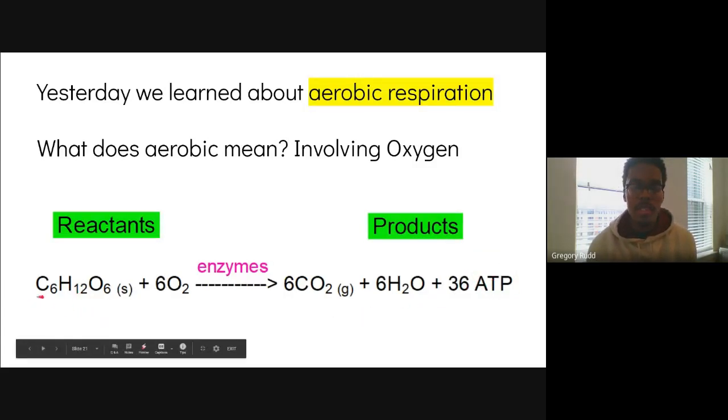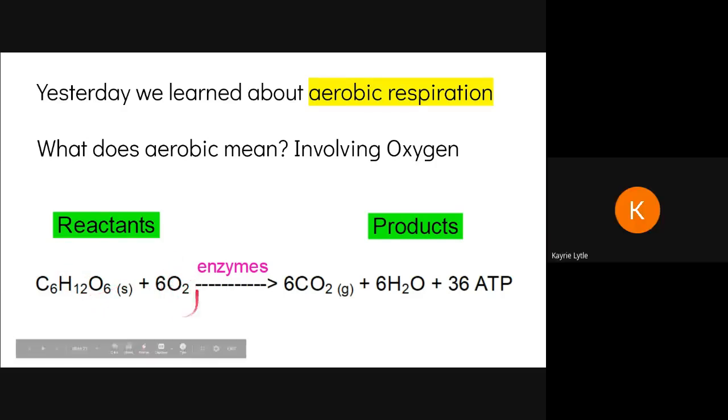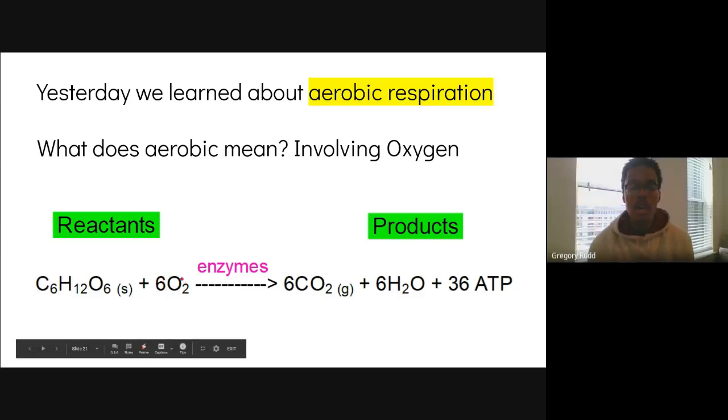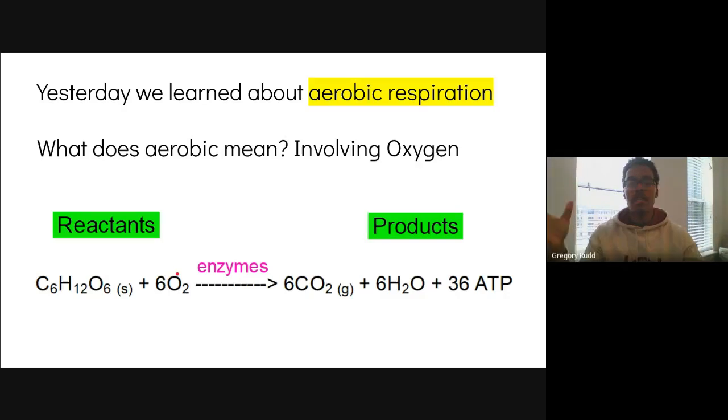Can someone tell me what C6H12O6 is? What does this mean? Glucose. This is glucose. C6H12O6 is glucose. This is sugar. What about O2? What is O2? Oxygen. Excellent. So O2 is the specific type of oxygen that exists in our atmosphere. It's what we breathe, O2.